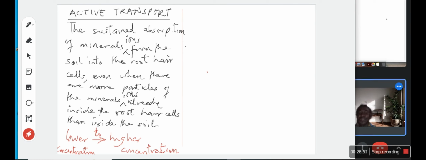Okay, you see, the plant keeps absorbing mineral ions from the soil through the root hair cells into the roots. Even when you have more mineral ions inside the root than in the soil, the plant is still absorbing the mineral ions. That means from the soil, which has a lower concentration of mineral ions, into the root, which already has a higher concentration. So you need energy. So it's from lower concentration to higher concentration, and energy is required. That's one natural example of active transport.